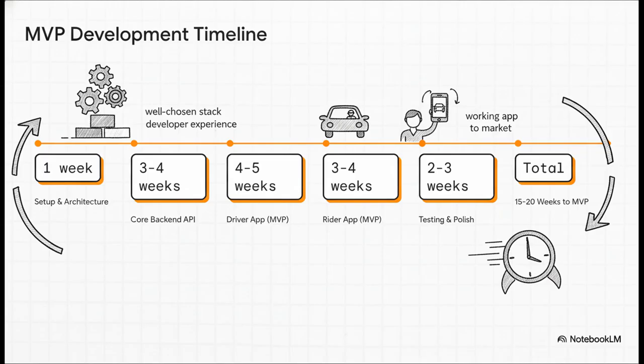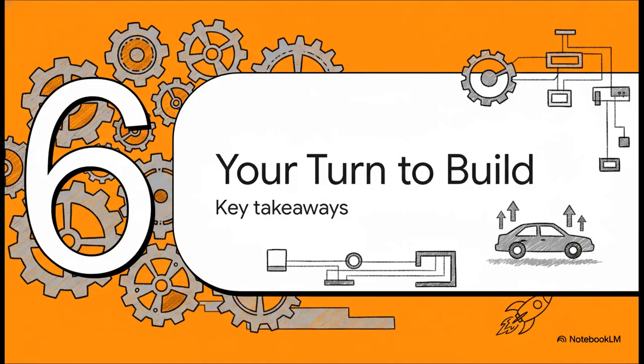The report even gives us a timeline. With this well-chosen stack that really prioritizes the developer experience, a small team could get a minimum viable product, a real, working app for both drivers and riders, out to market in about 4 to 5 months. That's fast. So, let's take a step back from the specific technologies for a second. What are the big picture principles we can learn from this blueprint? What are the key takeaways for anyone out there trying to build a modern app?